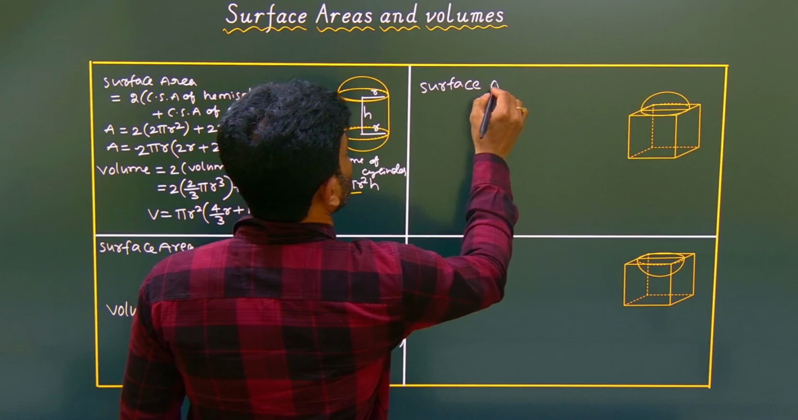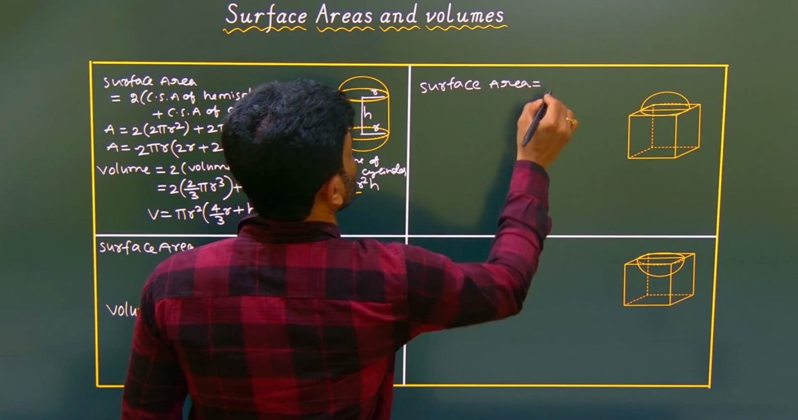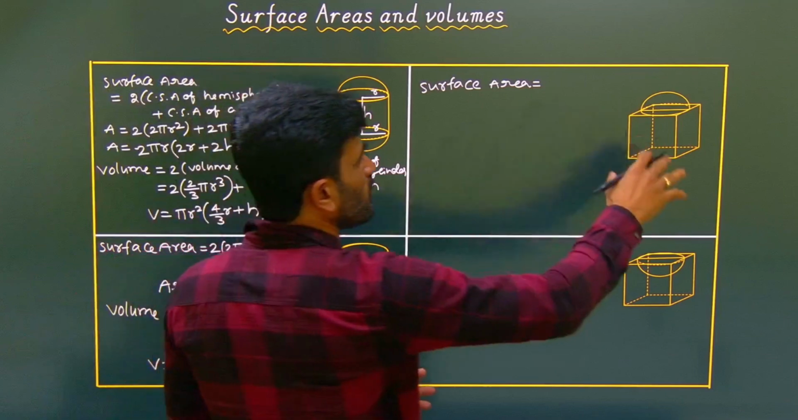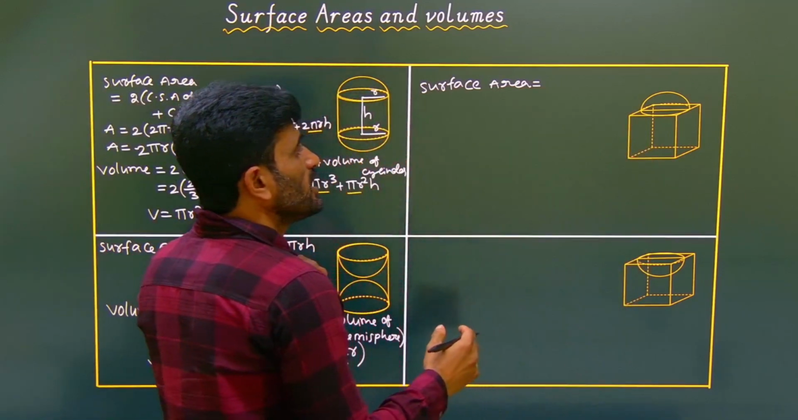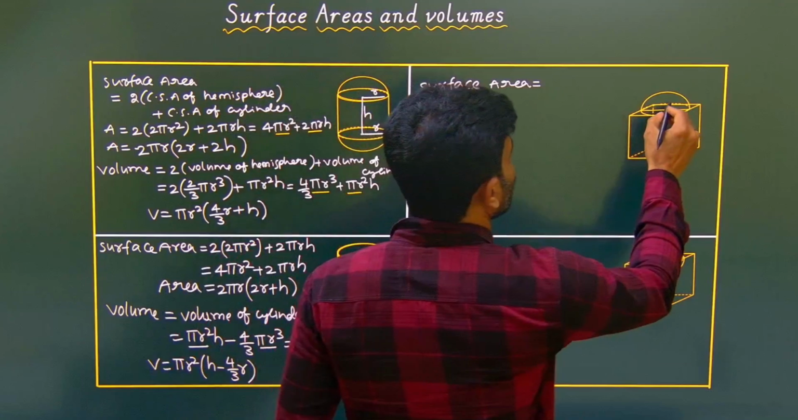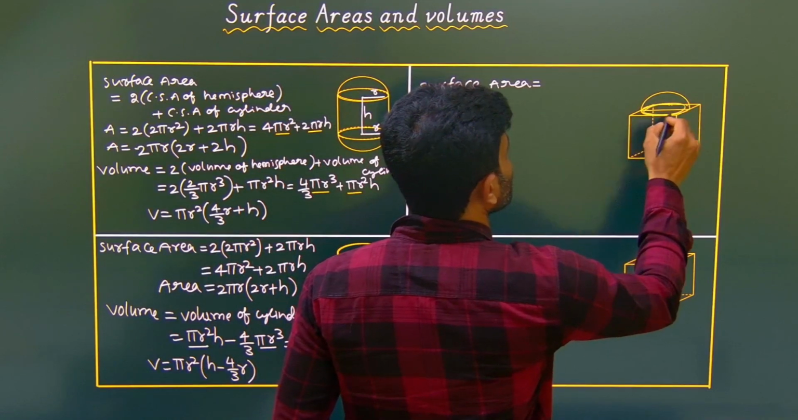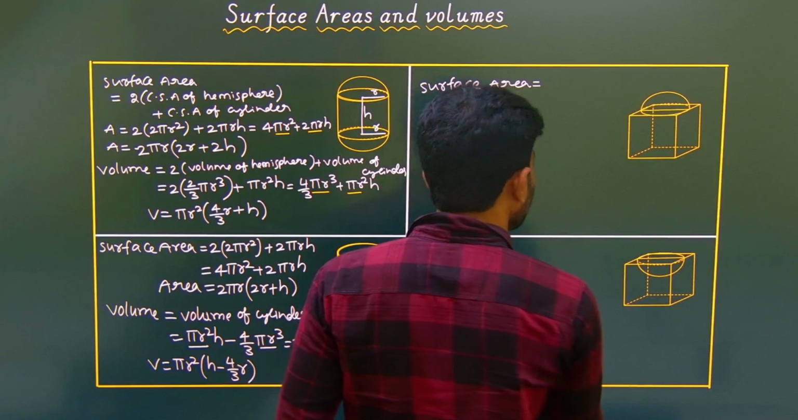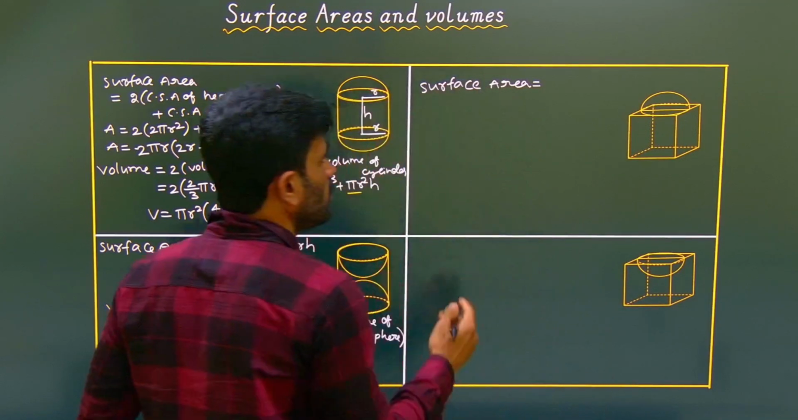Surface area: which area is exposing outside in this case? Five faces are as they are, five faces of the cube, but only the top face, in the top face this circle area is going to be removed. So this circle area should be subtracted from the total surface area of the cube.